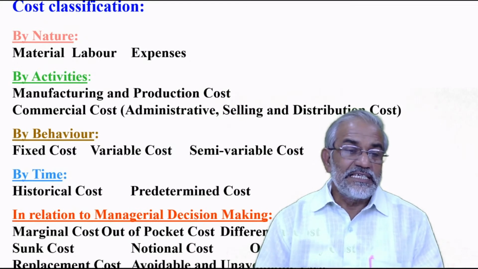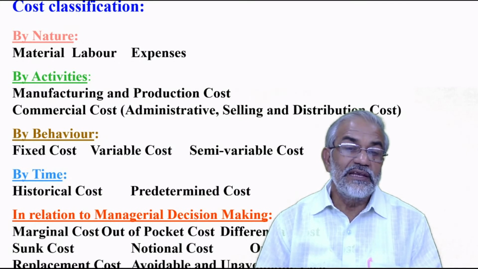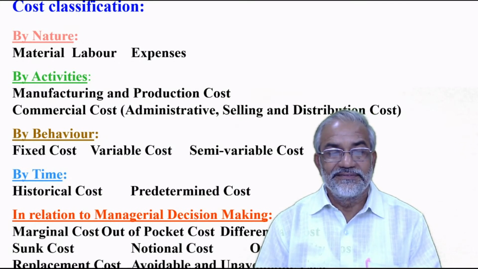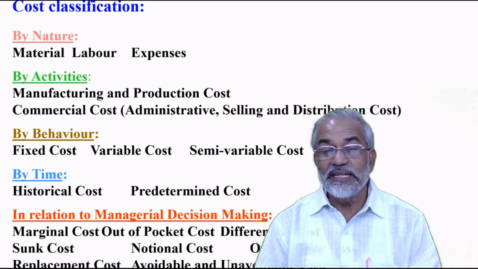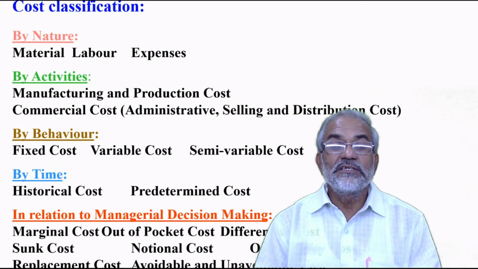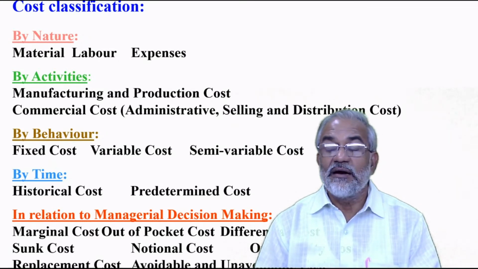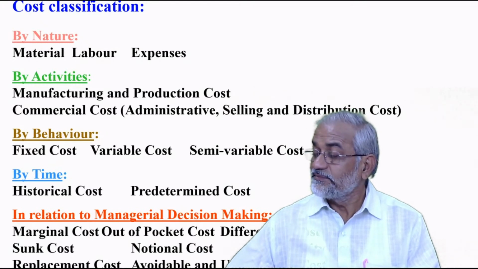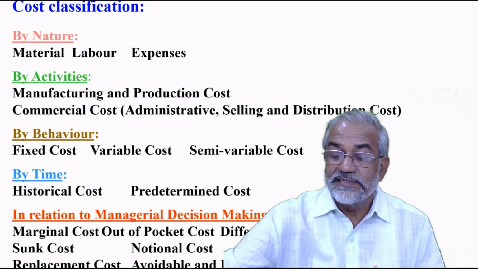Next, cost can be classified by time. When the cost is classified by time, it comes under the historical cost and predetermined cost. Then the cost can also be classified on the basis of managerial decision making. When the cost is classified on the basis of managerial decision making, it may be the marginal cost, out-of-pocket cost, differential cost, sunk cost, notional cost, opportunity cost, replacement cost, avoidable and unavoidable cost. These are the different classifications of cost from different viewpoints.